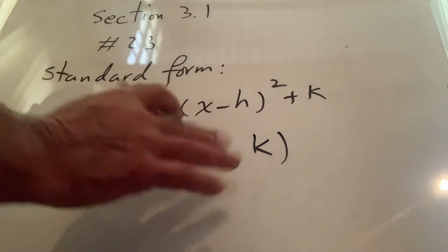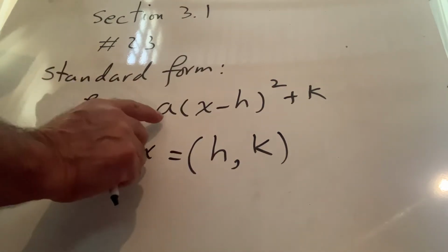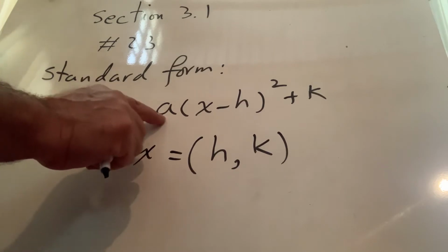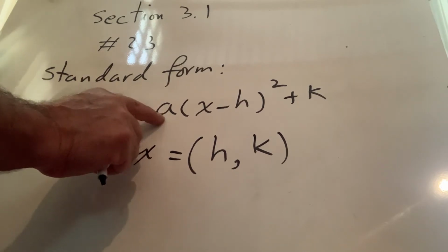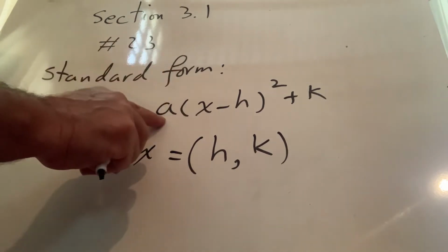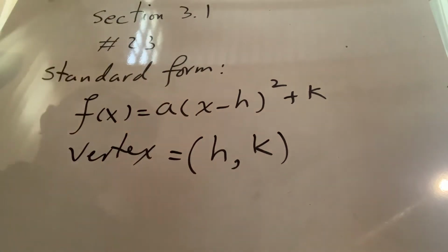And now once you have the vertex, the sign of a, as I'm sure you saw in the section, matters. If a, the number in front, is positive, the parabola opens up. If a is negative, it opens down, okay? So please make sure you read the section carefully. All these facts are there.